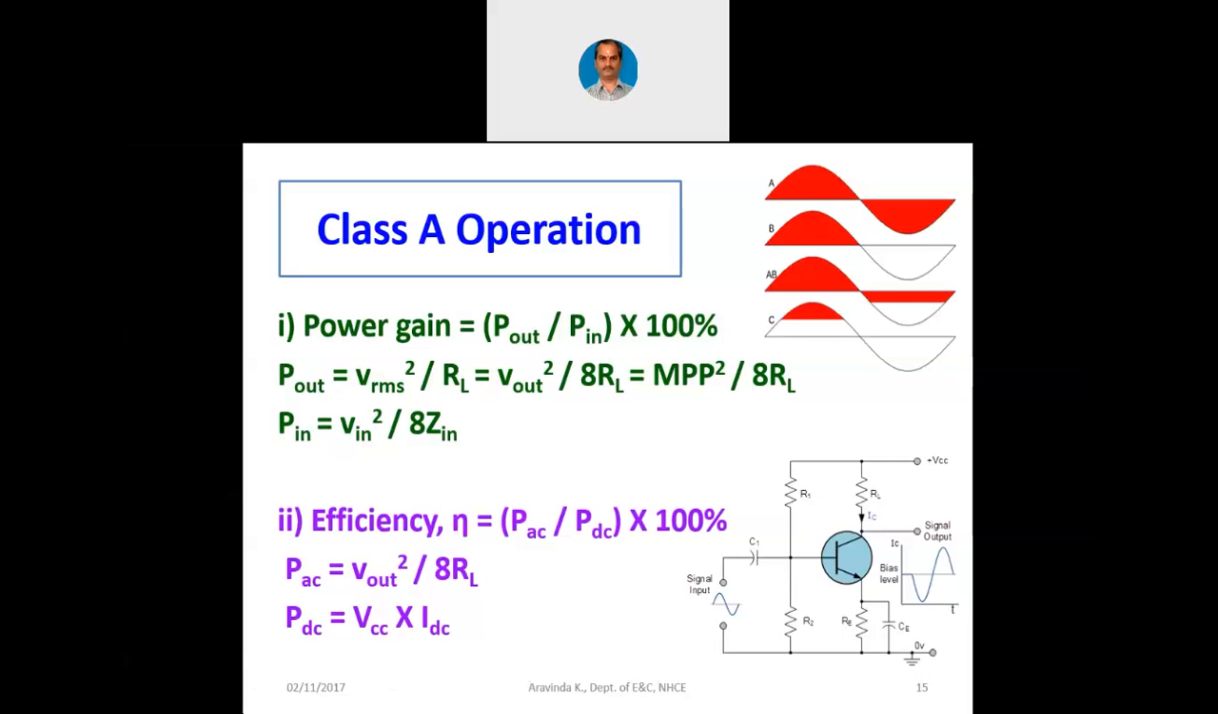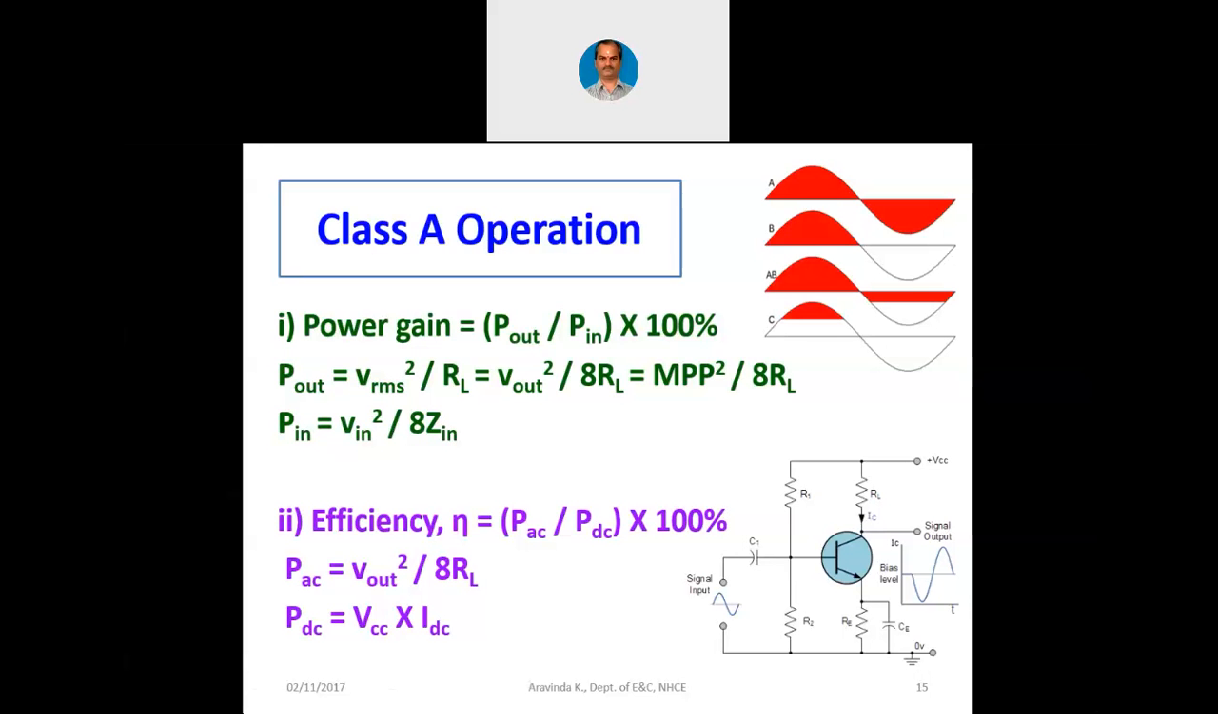Static power basically means that the circuit keeps consuming electric power even in the absence of input signal. Dynamic power consumption means the circuit is going to consume power when the input signal is present. That is called dynamic power consumption. Now in this case, we are considering the static power consumption of the transistor for calculating efficiency as such.